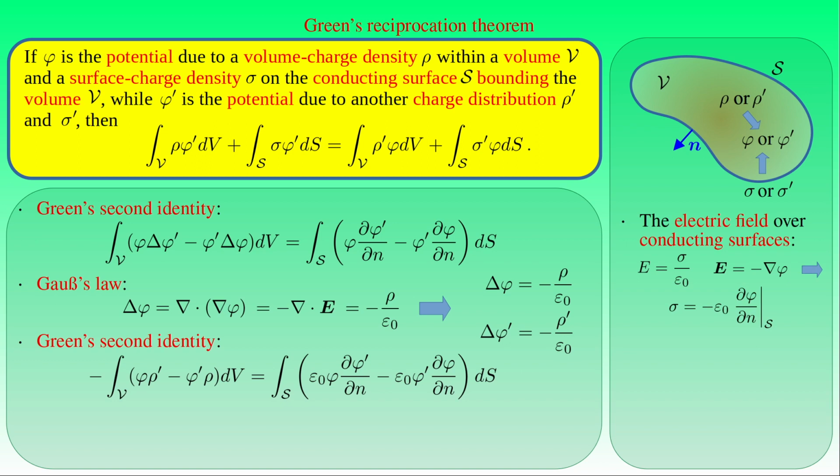Here the normal n is directed outward from the volume of the conductor, while the normal n in Green's second identity points inward.